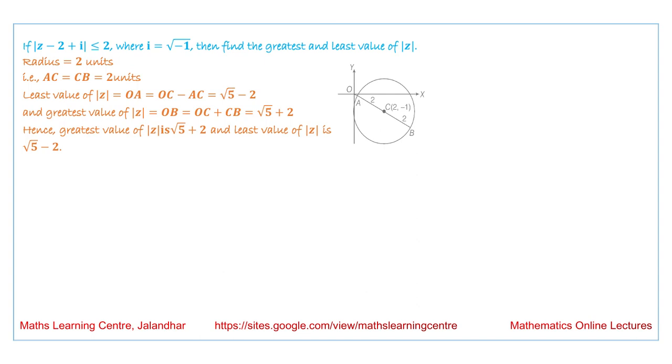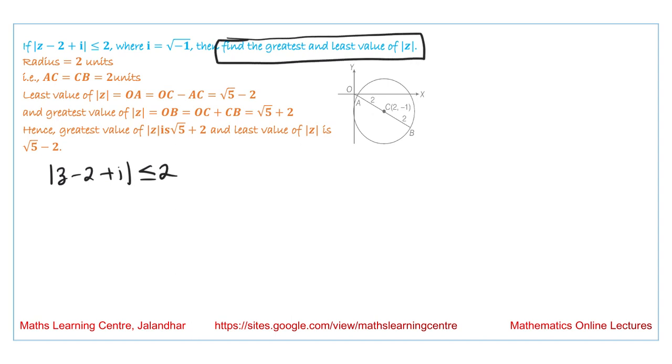Next, if mod of z minus 2 plus iota is less than or equal to 2, we have to find the greatest and the least value of mod z. This equation is basically representing the interior of a circle. So this is representing a circle whose center is 2 minus iota, mod of z minus 2 plus iota is less than or equal to 2.